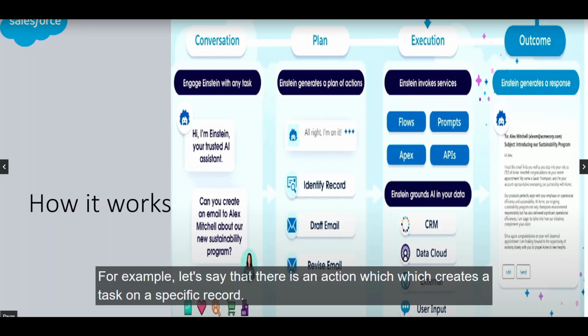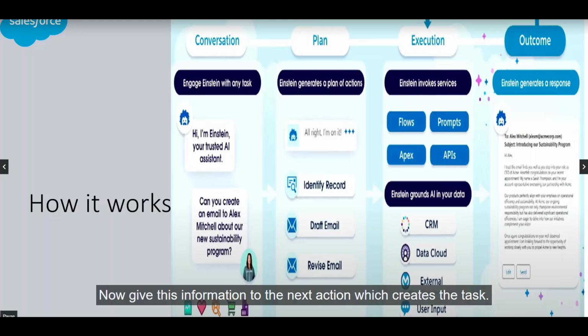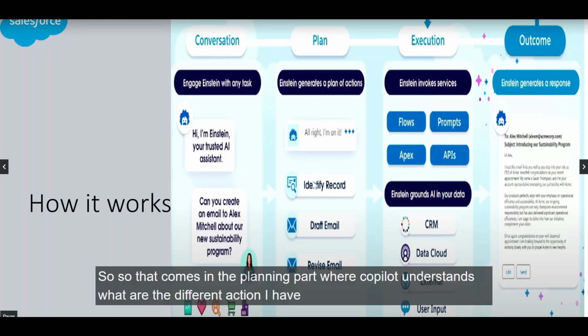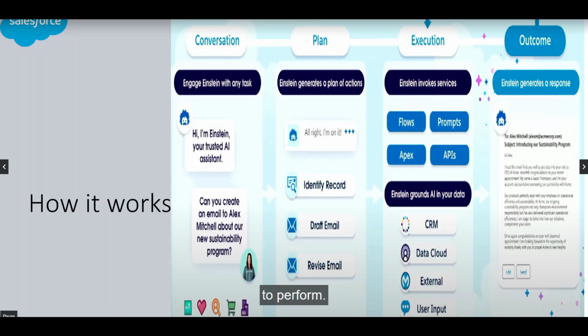For example, let's say there is an action which can create a task on a specific record. Now here, if the prompt is to create a task on Alex Mitchell, then the first task is to get the record of Alex Mitchell. Now give this information to the next action which creates the task. So both the actions are chained up here. The first action is to identify a record and the second action is to create the task. So that comes in the planning part, where Copilot understands what the different actions are that it has to perform.